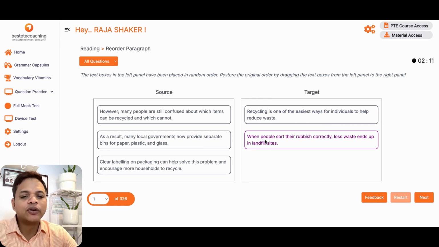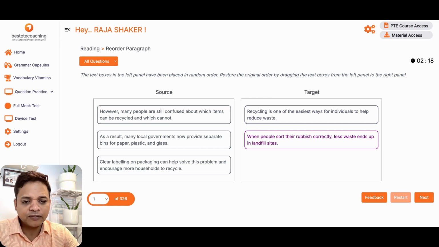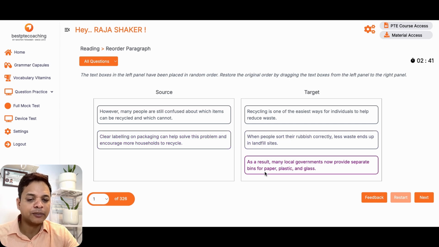Both are close because it's about recycling. This is the immediate one which can be used. Going with the context. Then what is it? However, many people are still confused about which items can be recycled and which cannot. Okay, contradiction, no. As a result, many separate bins for paper, plastic, and glass. Okay, so segregation is the context here. So local governments are providing segregation, paper, plastic, and glass bins. They are providing, their job is done.